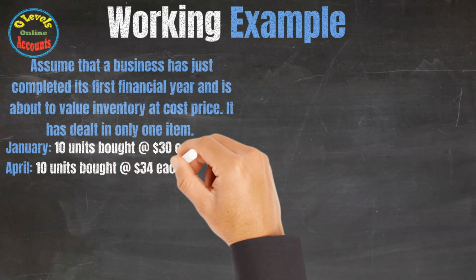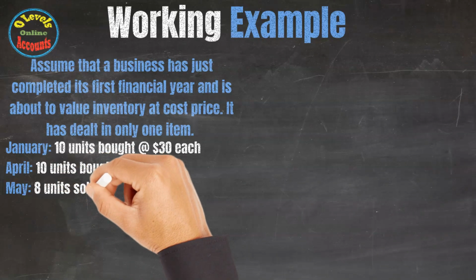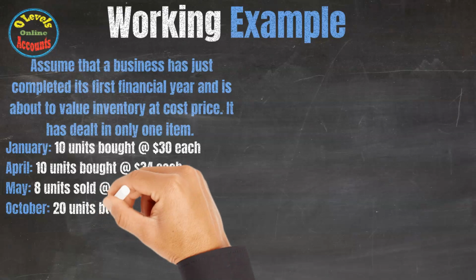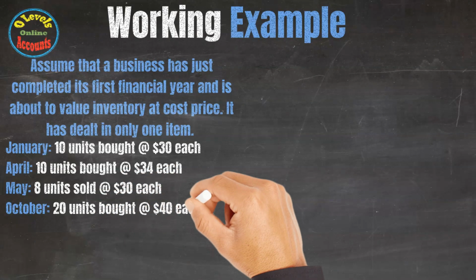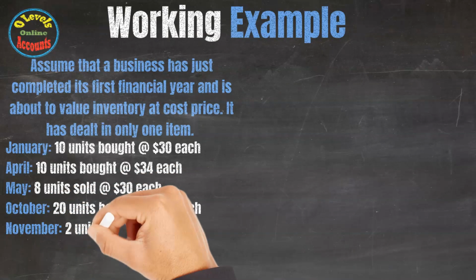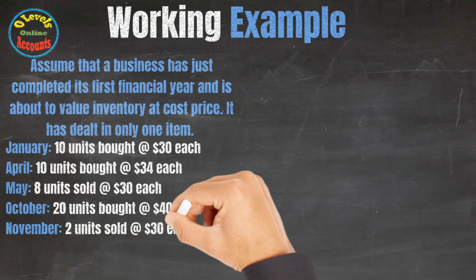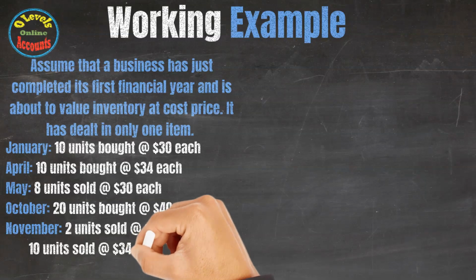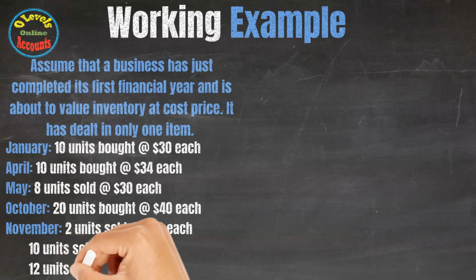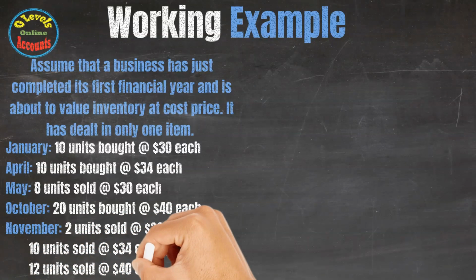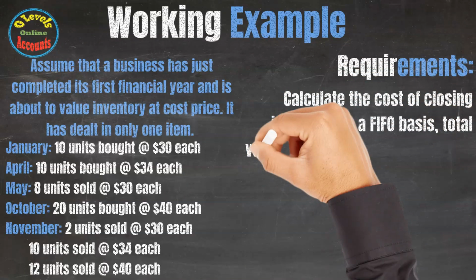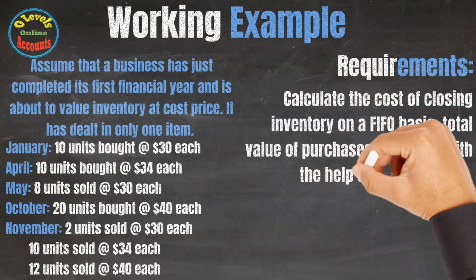In April, 10 units bought at the rate of $34 each; in May, 8 units sold at the rate of $30 each; in October, 20 units bought at the rate of $40 each; and in November, 2 units sold at the rate of $30 each, 10 units sold at the rate of $34 each, and 12 units sold at the rate of $40 each. The requirement is to calculate the cost of closing inventory on a FIFO basis, and the total value of purchases and sales, with the help of the given data.